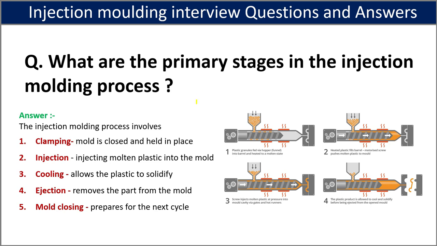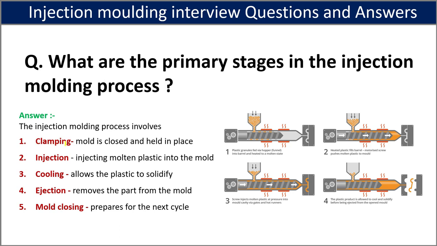The next question is, what are the primary stages in the injection molding process? The injection molding process involves clamping, injection, cooling, ejection, and mold closing. This is the sequence. Actually, first we will clamp the mold.